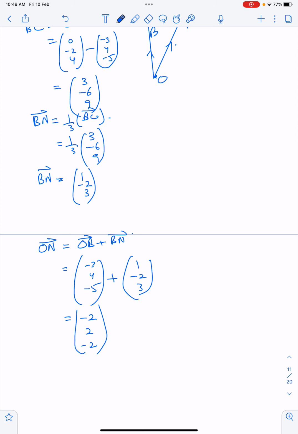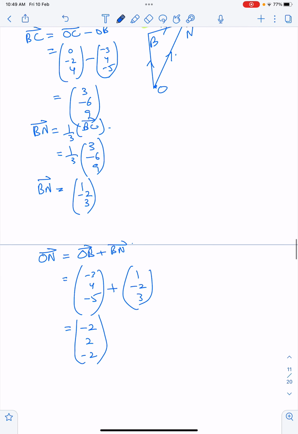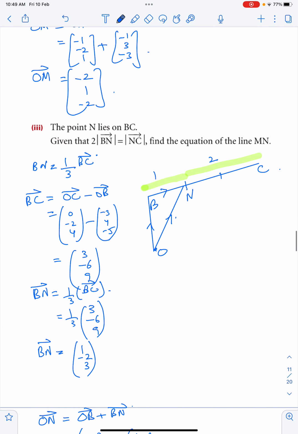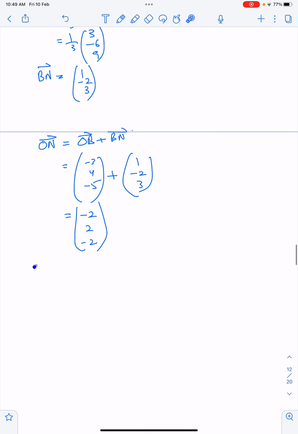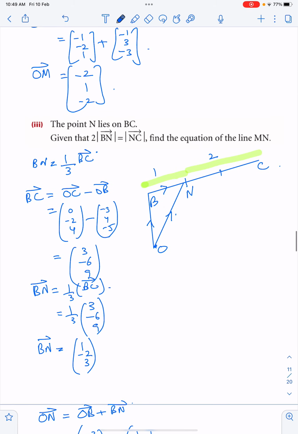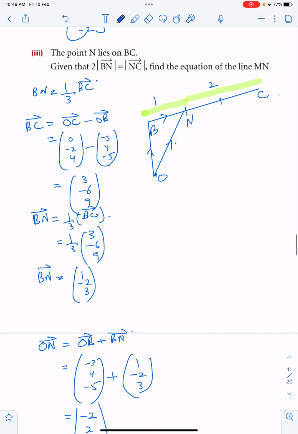Okay, I already have ON with me. Now since I have ON and OM both with me, I can find out the equation of the line MN. So I know OM is minus 2, 1 and minus 2.